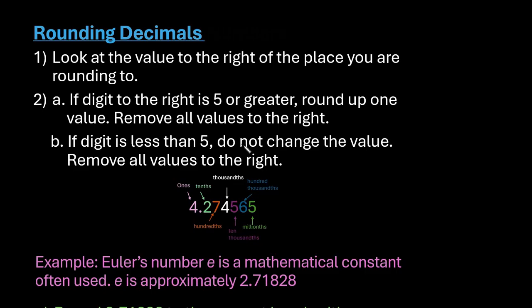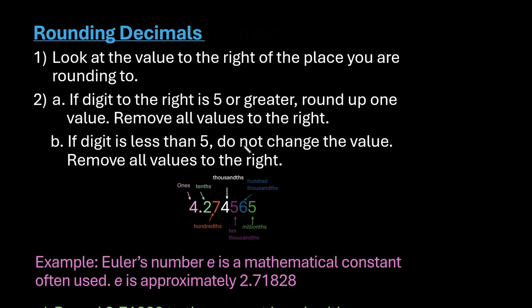appropriately. So the first thing that you're going to do is figure out the place that you are rounding to, and you're going to look at the value to the right of that place. If the digit to the right is 5 or greater, so it's 5, 6, 7, 8, or 9, then you're going to round up one value, and then you're going to remove all the other values to the right. Basically, you're changing them to 0, but because it's a decimal, you just don't have to write them.